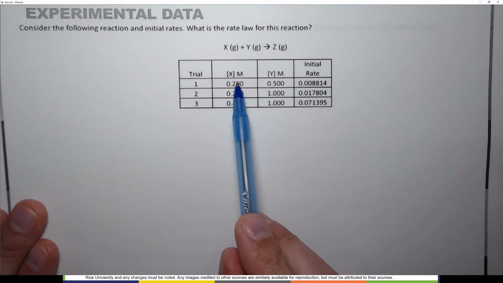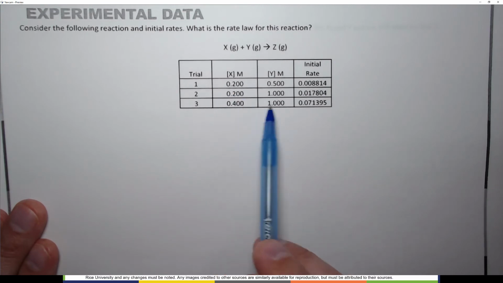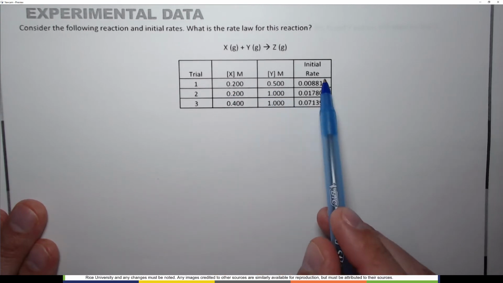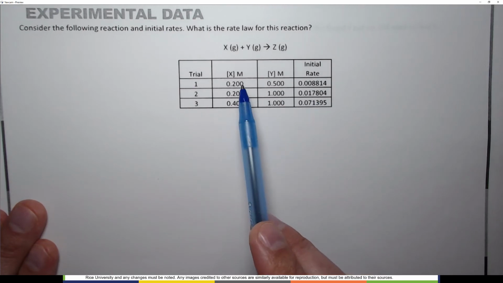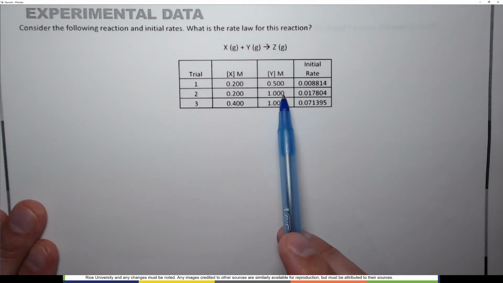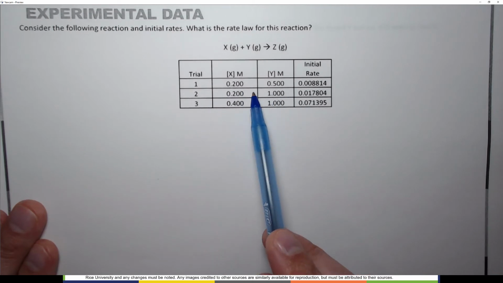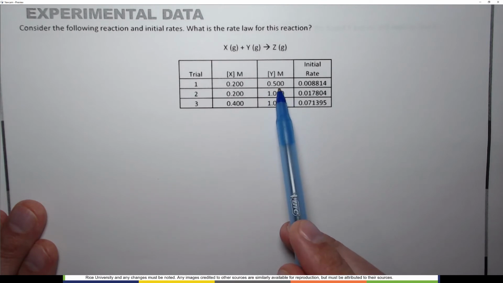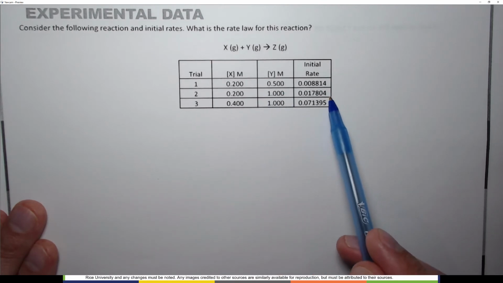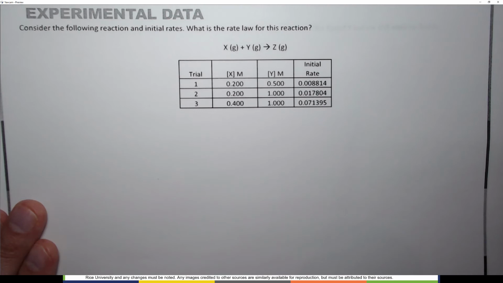In trial 1 and trial 2, we keep x constant and we change y, and we see what happens to the initial rate of the reaction, which maybe we measure by spectroscopy. In trials 2 and 3, we've doubled the concentration of x, but we've kept the concentration of y constant, and we look at what happens to the initial rate of the reaction.